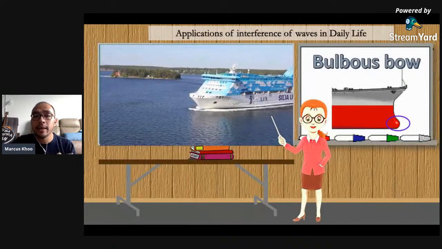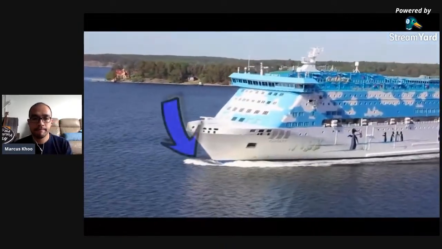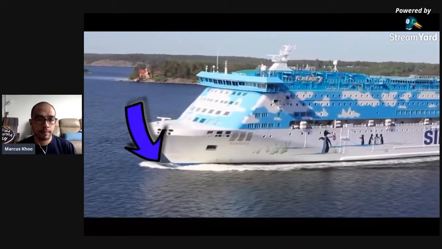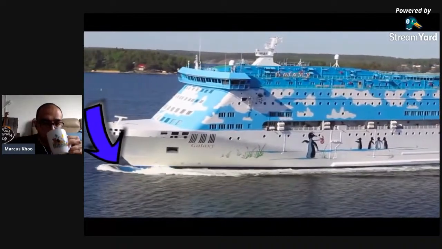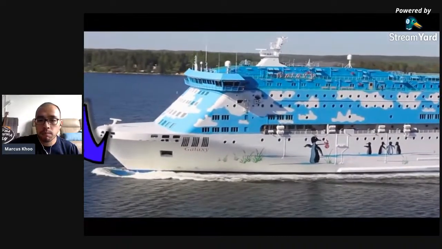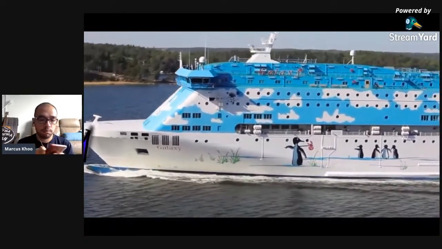Okay, lastly, is the application of interference of waves in daily life. So, you know what? I'm just going to show this video to you. Have you noticed how a lot of ships have this strange protrusion at the forward end? It's a big lump of metal sticking out below the water, and we call it the bulbous bow. But it serves a specific purpose. In this video, I'm going to tell you what it is for and why they are fitted.